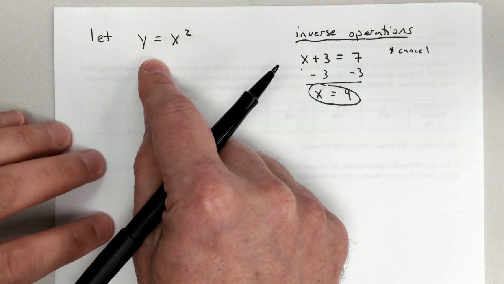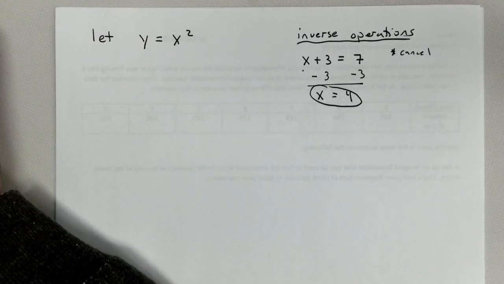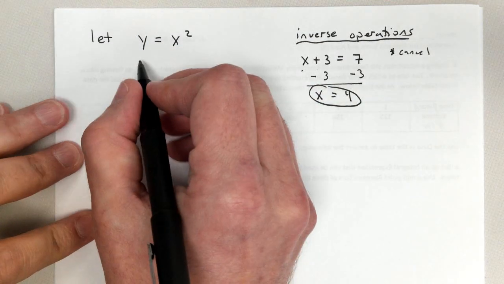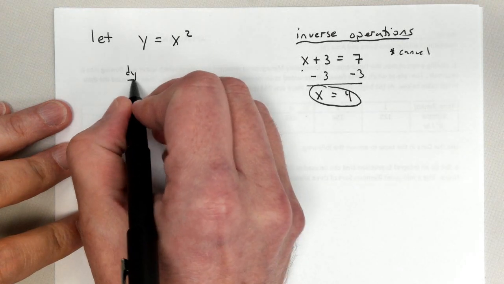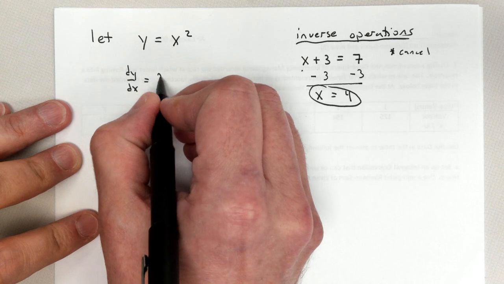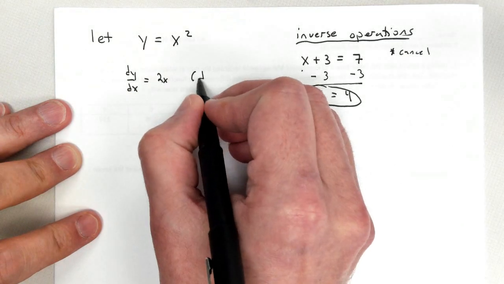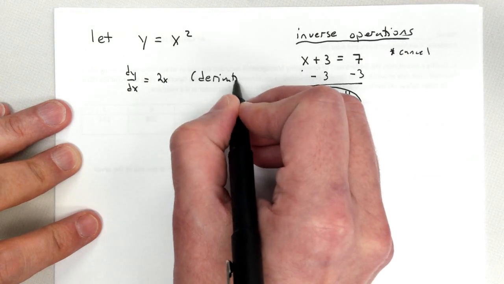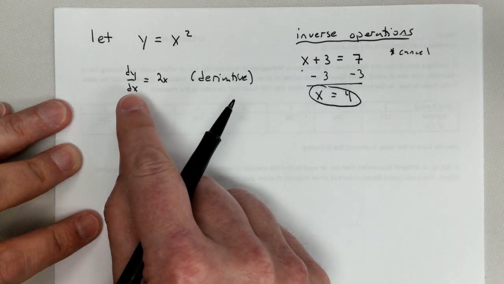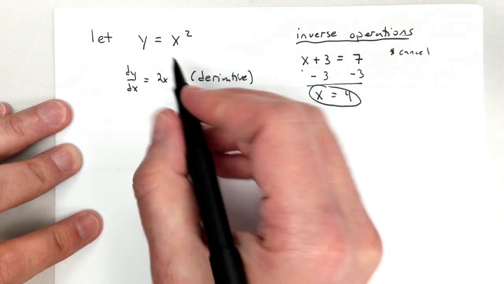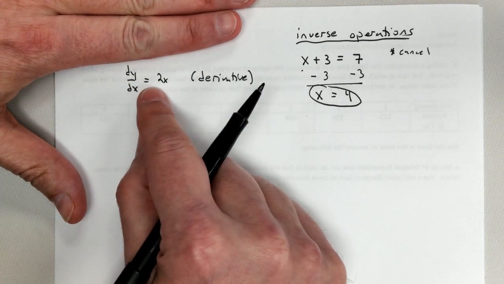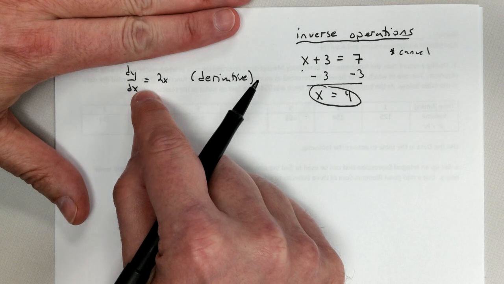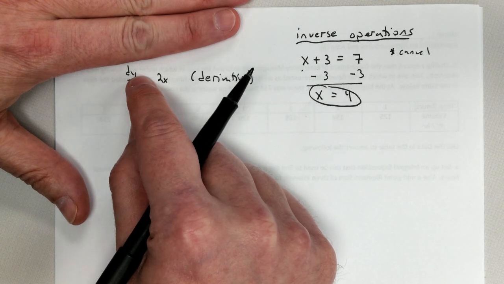We can apply the same for derivatives. For example, let's say we are given the function y equals x squared. If we were to take the derivative of y with respect to x, we would get dy/dx equals 2x. Well, this is a derivative. I can solve for dy. So now let's say we're only given this derivative and we want to solve for the value of whatever y was equal to.